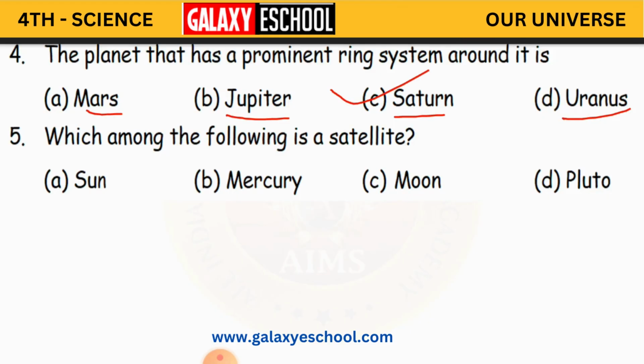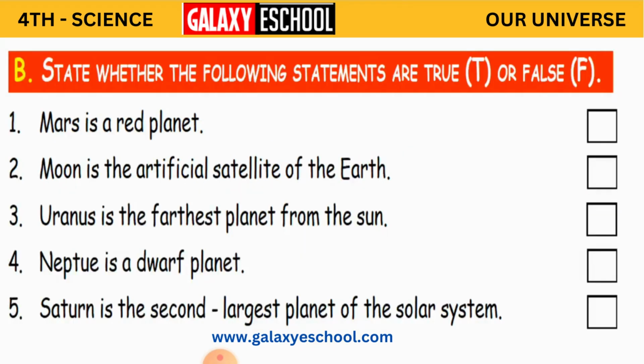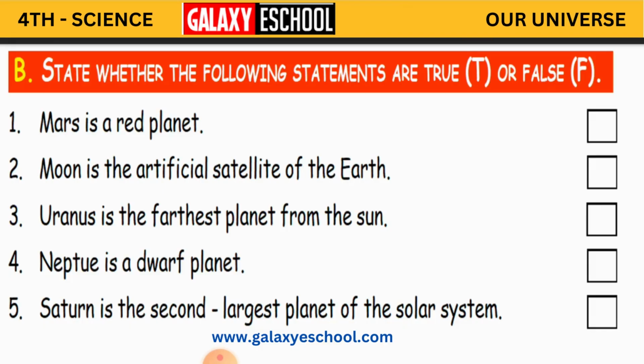Now the fifth one, which among the following is a satellite? Sun, Mercury, Moon or Pluto? So here Moon is the satellite. Clear children? Now the second section here, state whether the following statements are true or false. Okay, now the first one is Mars is a red planet. Is it true, children? Yes, it is true.